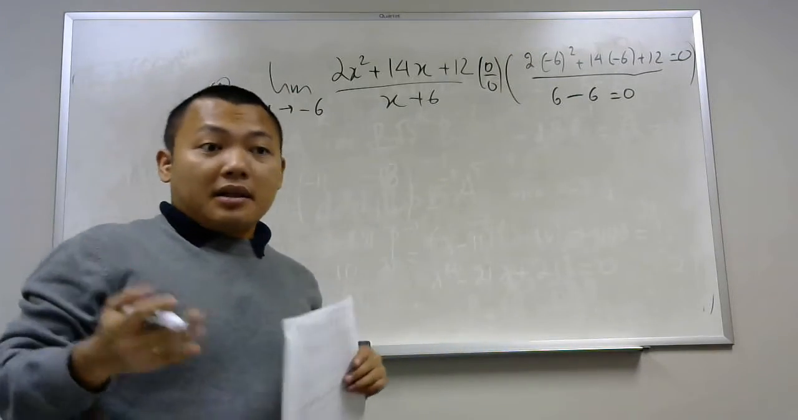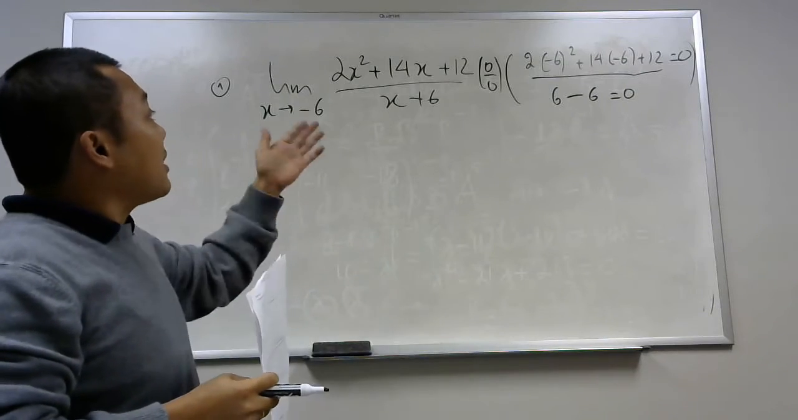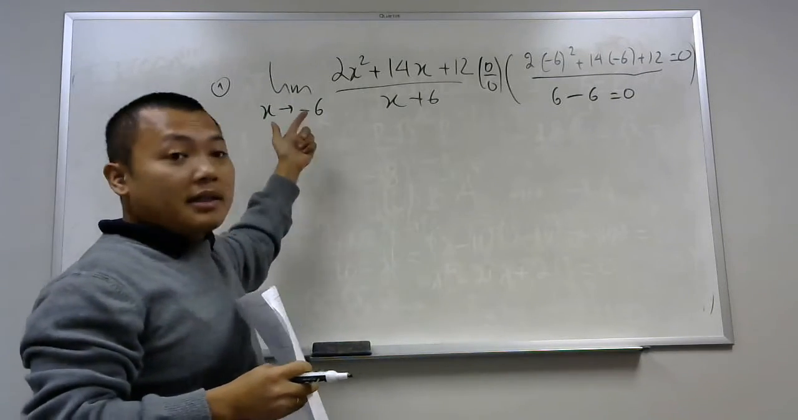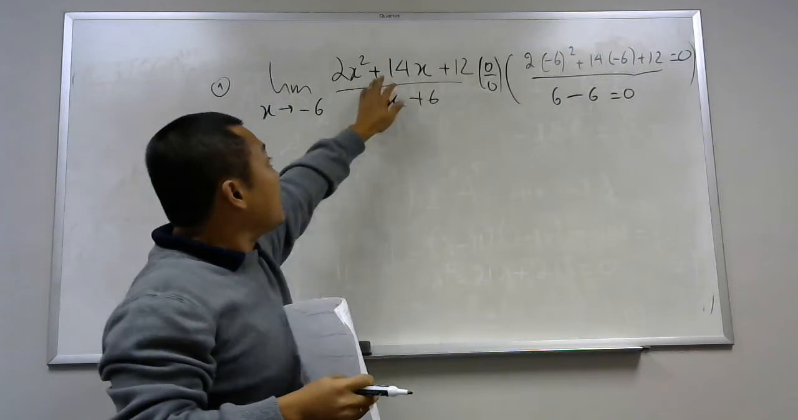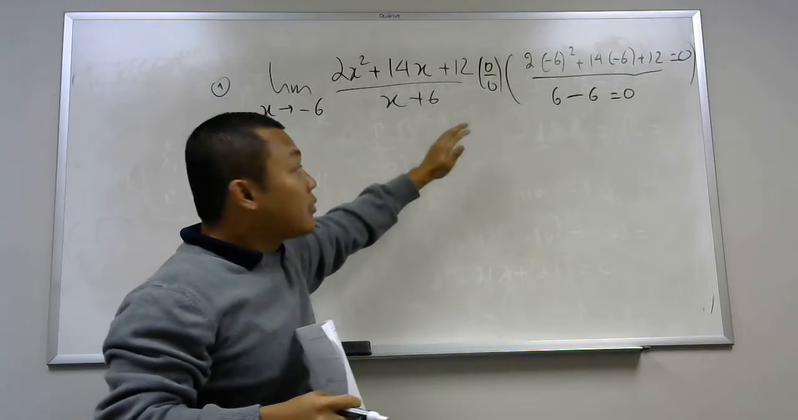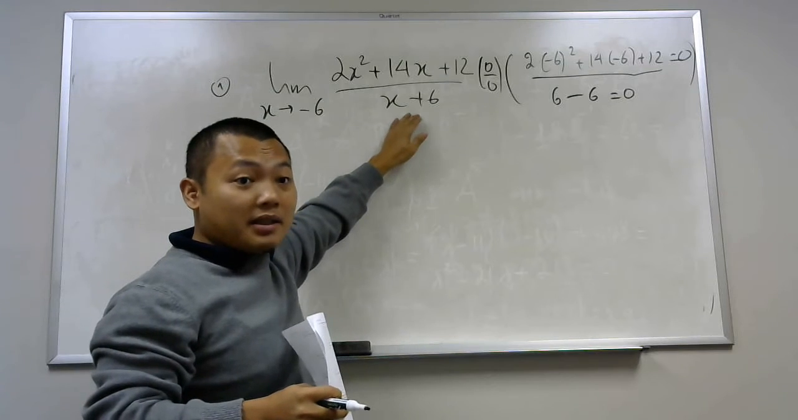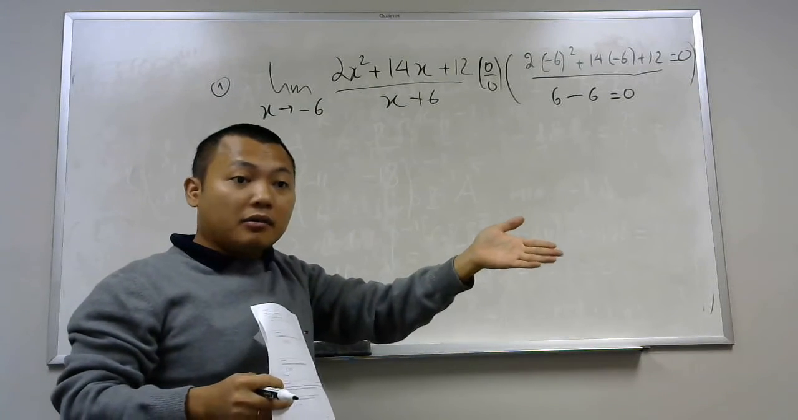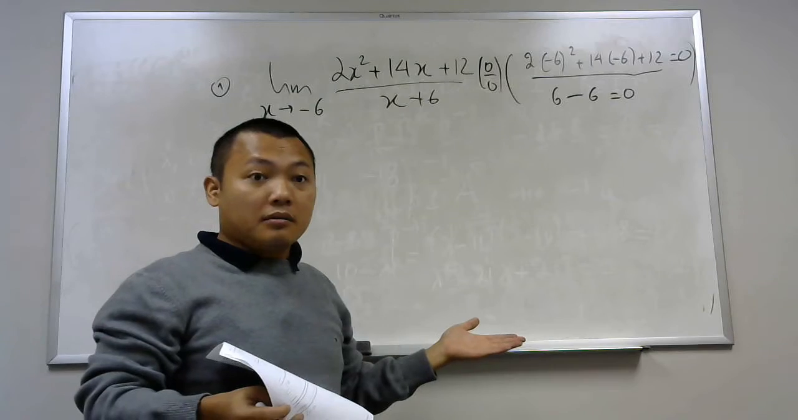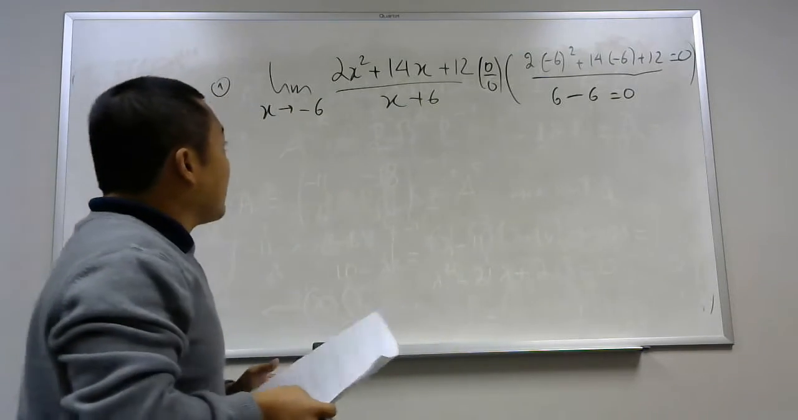But that's not that bad. That means x equal to -6 is the common zero of the top and the bottom. That means we can factorize the top as (x - 6)(x + 6), and then we cancel that out. We get a very good function. Make sense? Okay, let's do that.